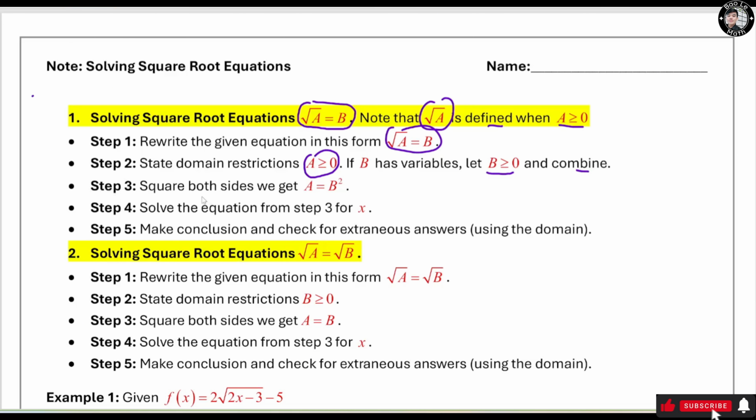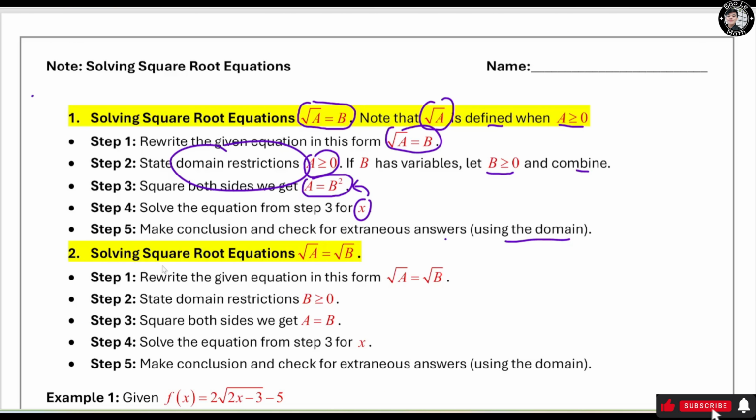Step number 3, square both sides to get A equals B squared. Step number 4, solve the equation from step number 3 for x. Step number 5, make a conclusion and check for extraneous answers using the domain right here.